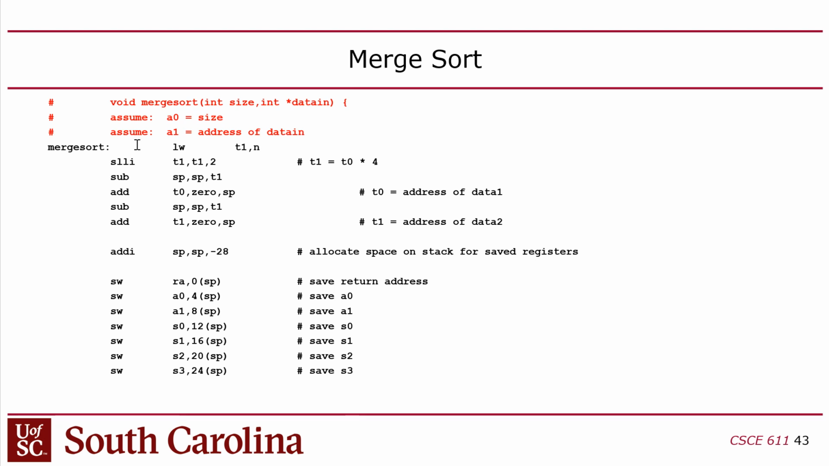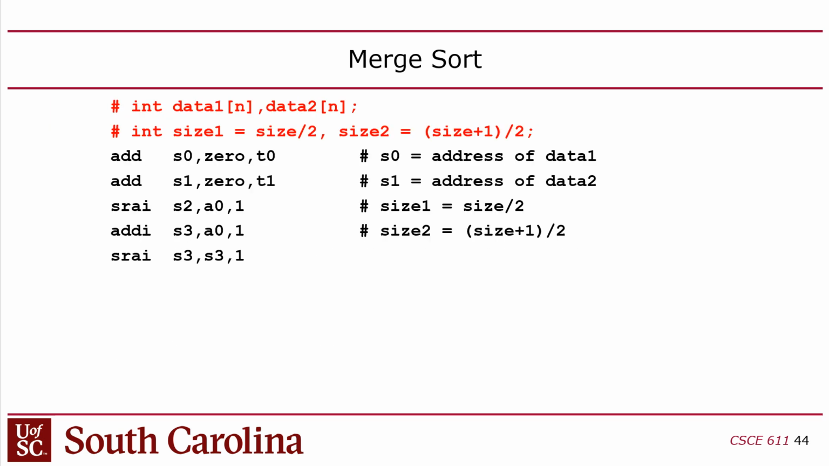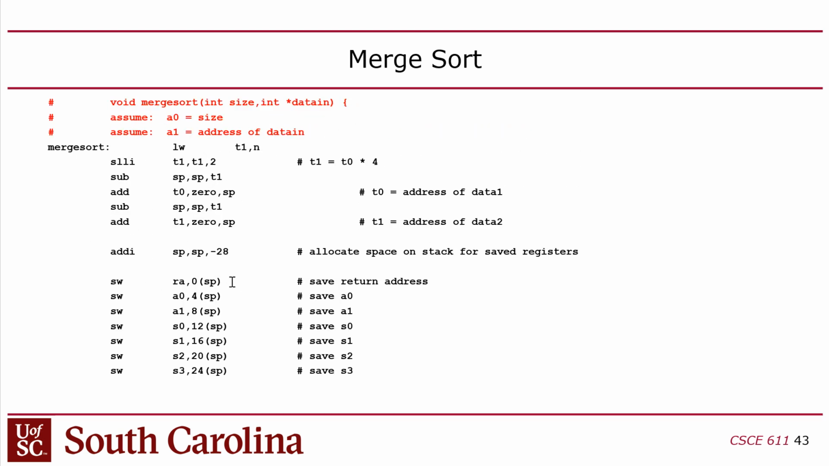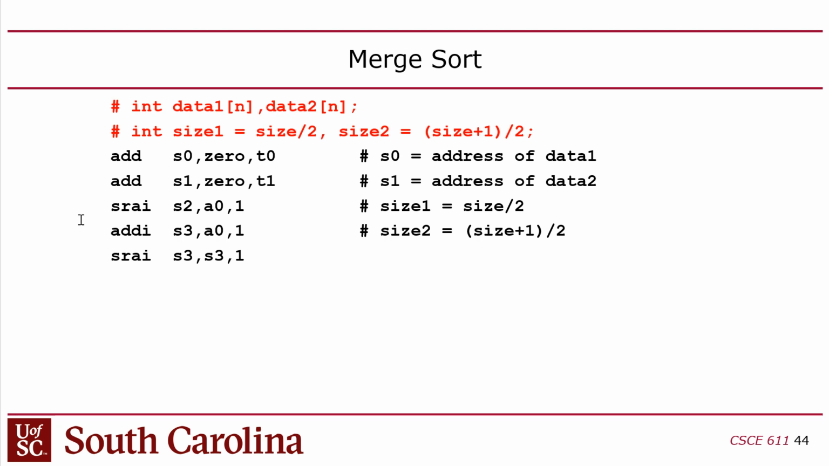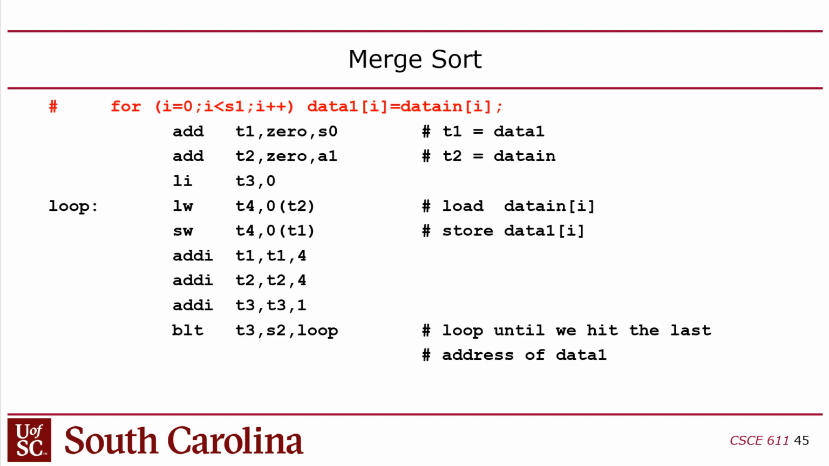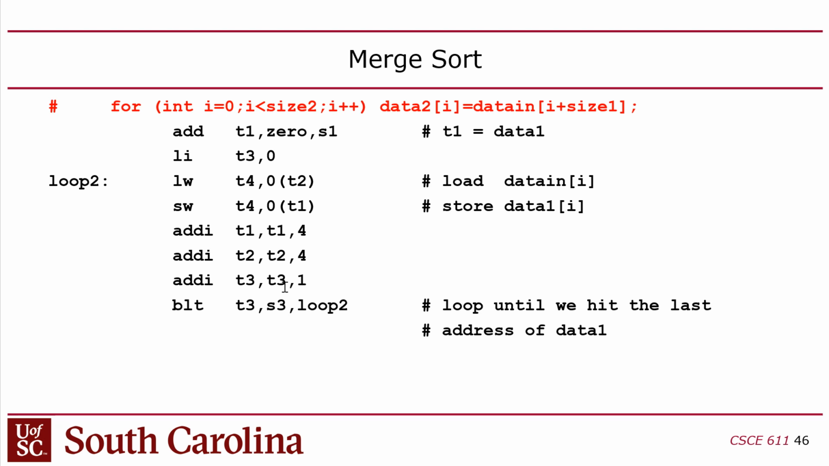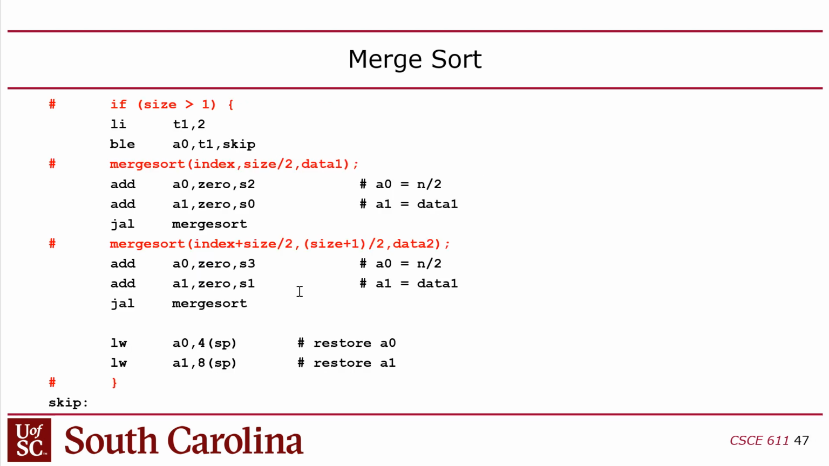This shows the stack pushing code. As I mentioned, there's a lot of stack pushing and popping instructions, so I have basically a whole slide for that, but it's pretty simple. Remember to always save the return address, so you can go back to your caller if you're planning on calling another function. This slide shows the initialization of size 1 and size 2. This shows the copying of the first half of the data into data 1. This shows copying the second half of the data into data 2. This is how we make our recursive call to merge sort.